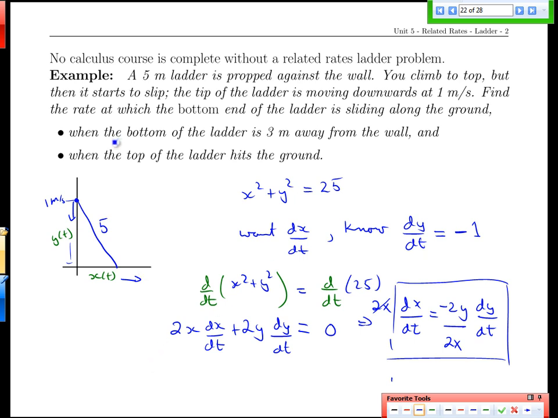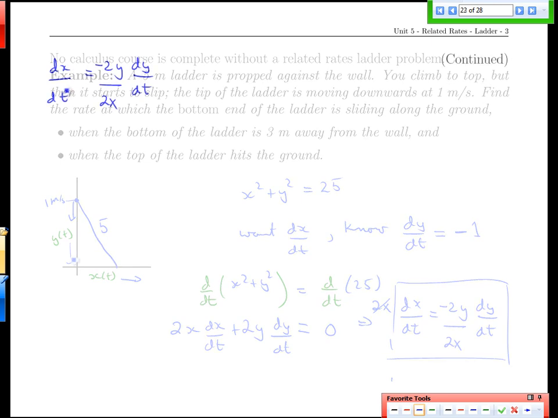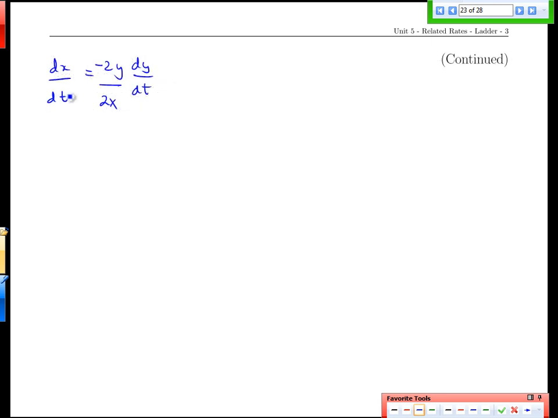We'll now consider the two cases. What is that rate when the bottom of the ladder is 3 meters away from the wall, and when the top of the ladder actually hits the ground? We'll do that on the next page. So if dx/dt is negative 2y over 2x, we could certainly cancel the 2's to save ourselves some time. And the first example was the bottom 3 meters from the wall.